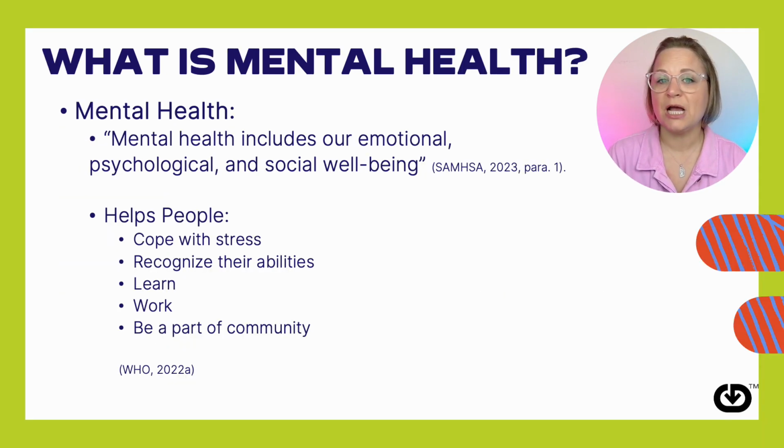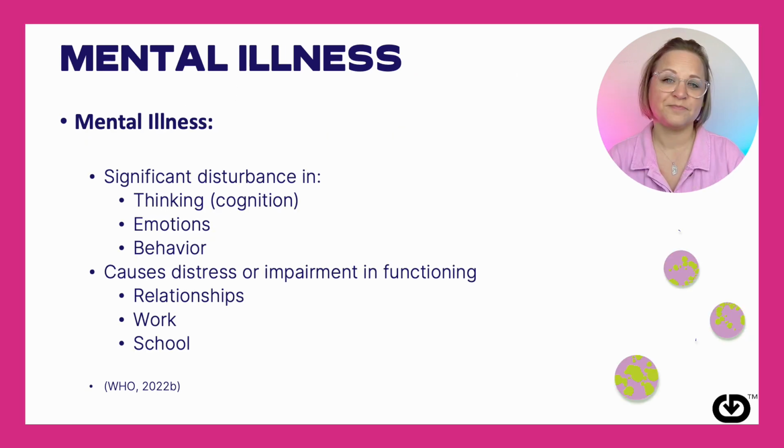So before we can talk about what mental disorder is, we need to talk about what mental health is. Mental health includes our emotional, psychological, and social well-being. And when we have good mental health, it helps people cope with stress, recognize their abilities and strengths, helps them to learn and work, be part of a community, and have positive relationships.